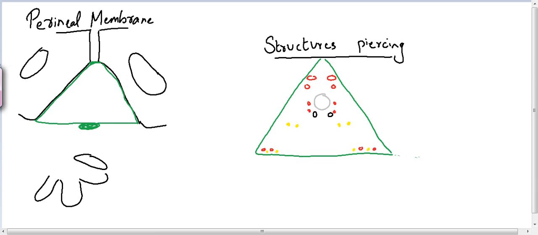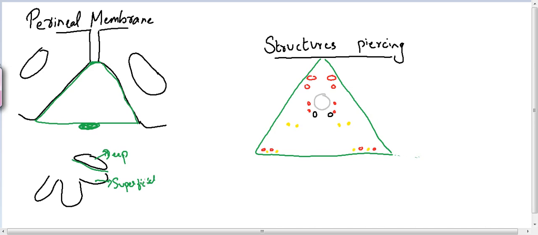On cut section, this membrane appears like a separation between the two, but actually it is triangular in outline. So this membrane is between the deep perineal pouch and the superficial perineal pouch. That is the location of perineal membrane between the superficial and deep perineal pouch.